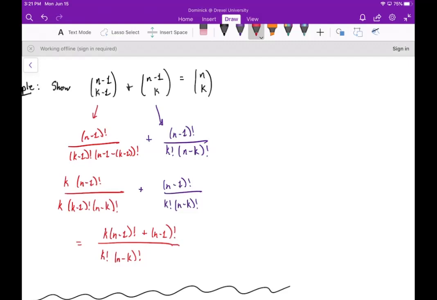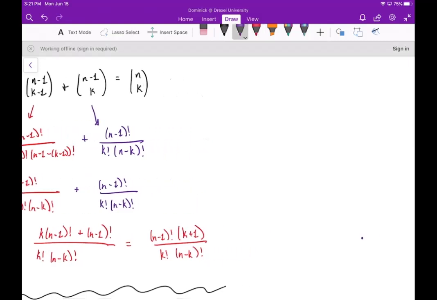Okay, so now, of course, what can we do? Well, we can now say that this is an (n minus 1) factorial times a (k plus 1), now over a k factorial times an (n minus k) factorial. Okay, so now, again, the whole idea is we want to show that this is equal to n choose k, which is n factorial over k factorial times (n minus k) factorial.